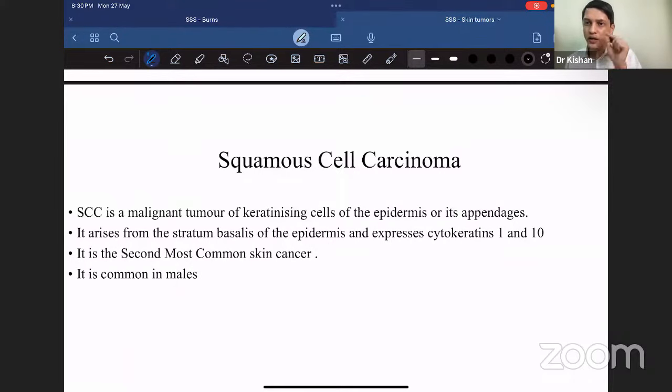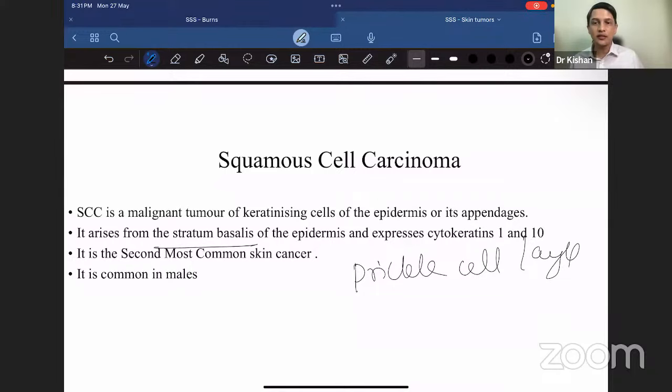So in the introduction, you should write from which layer this SCC arises. Which layer, anyone? Prickle cell layer. That is there in the stratum basalis. Okay, they all arise from the keratinizing cells of the epidermis and its appendages. Most commonly from the basalis, the bottommost layer in the epidermis, that is stratum basalis. In that also the prickle cell layer. From there, the SCC arises. That's the first thing you should know.